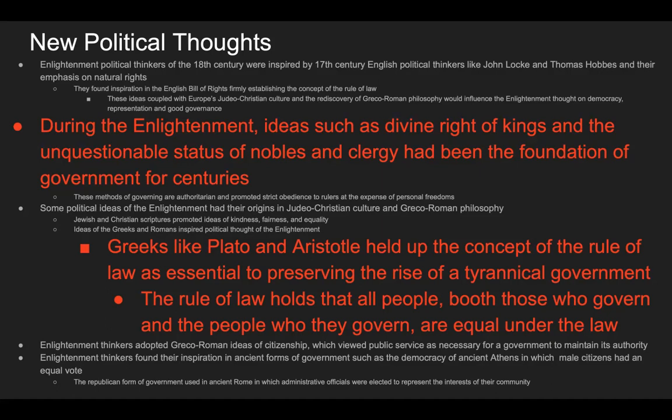Enlightenment thinkers found their inspiration in ancient forms of government, such as the democracy of ancient Athens, in which male citizens had an equal vote. The republican form of government used in ancient Rome, in which administrative officials were elected to represent the interests of their community.